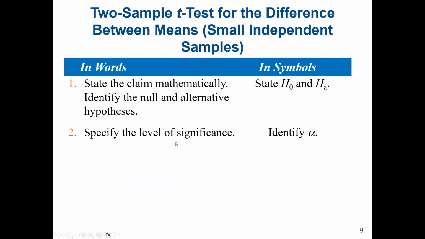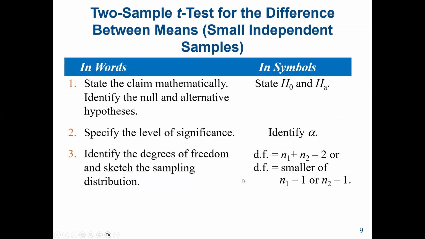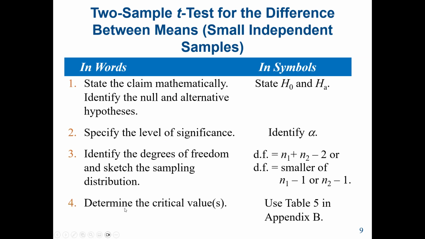Next, we specify the level of significance, the alpha value, which most of the time is given to us. Also, we can identify the degrees of freedom and sketch the sampling distribution. For the degrees of freedom, all we need is the sample sizes. So we can either use N1 plus N2 minus 2, or the smaller of N1 minus 1 or N2 minus 1 if the variances of the two populations are not equal. Then we can determine the critical value using Table 5 in Appendix B of our course textbook.